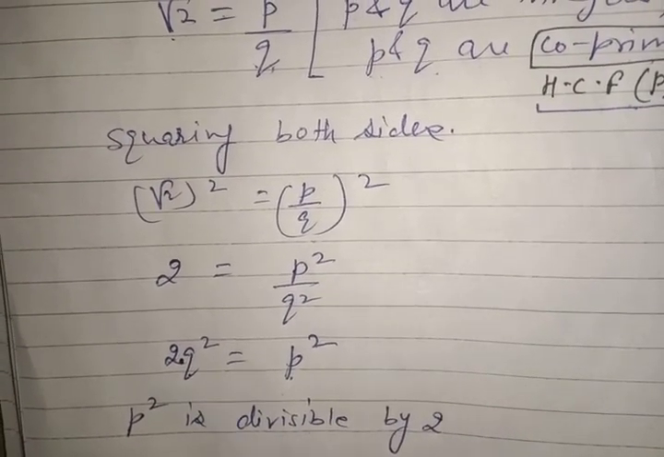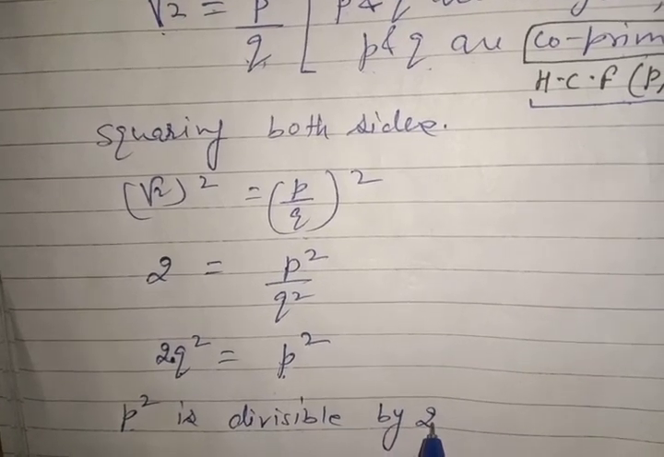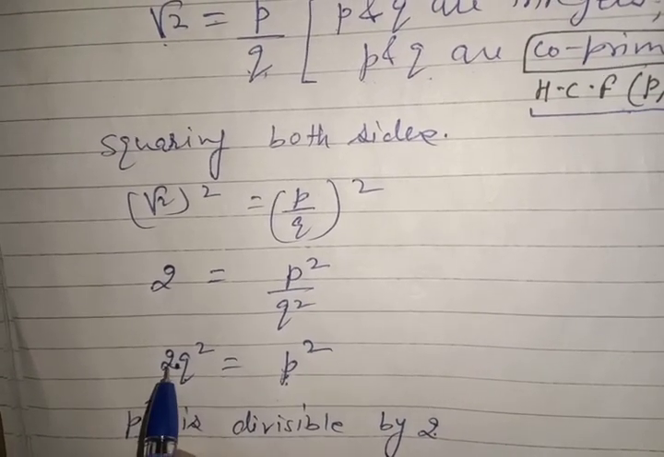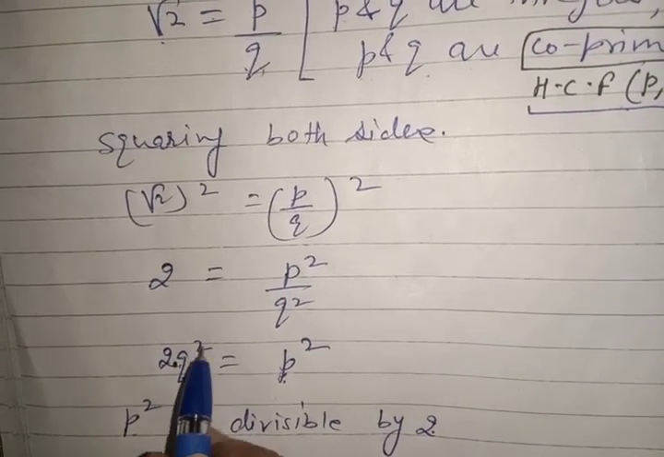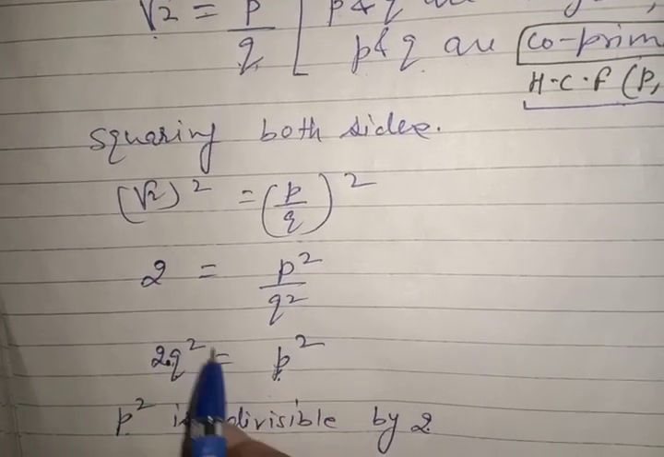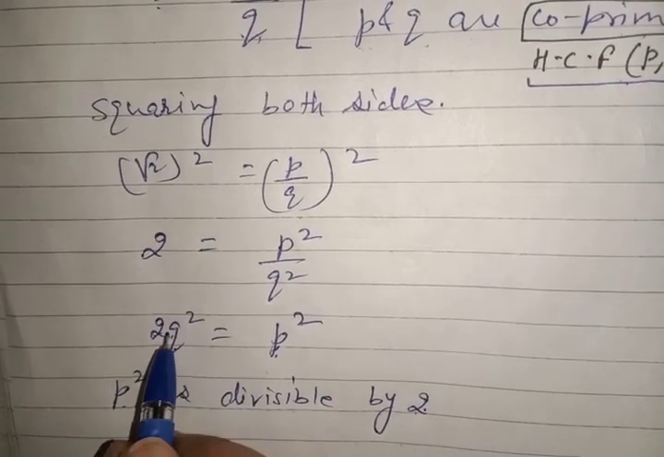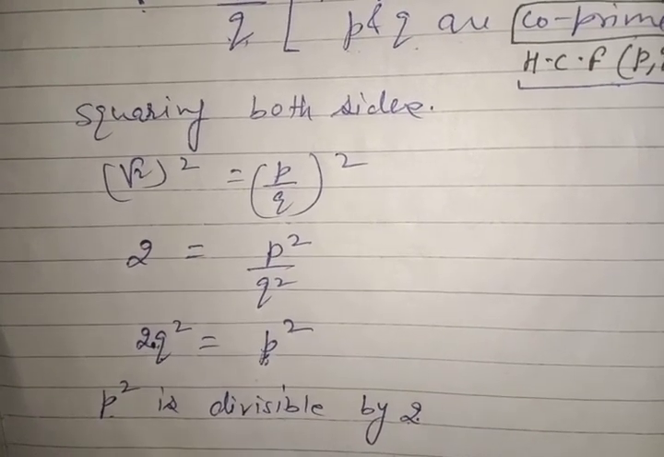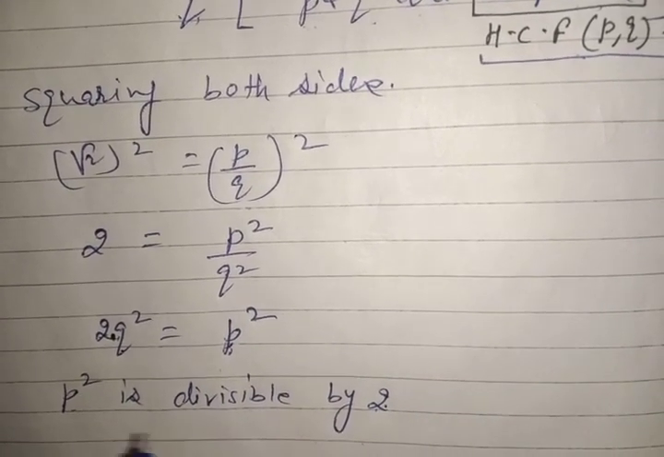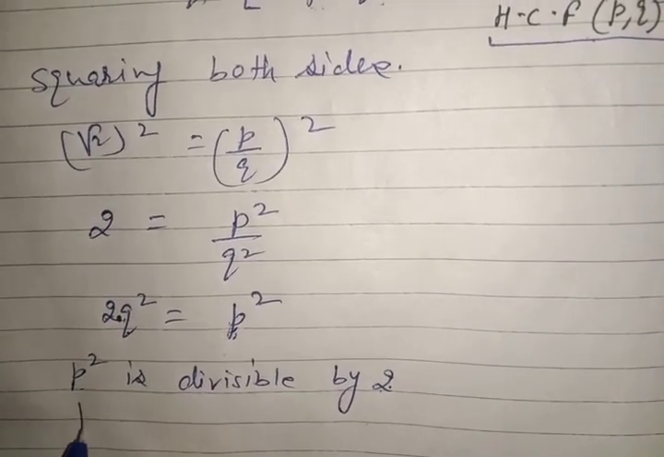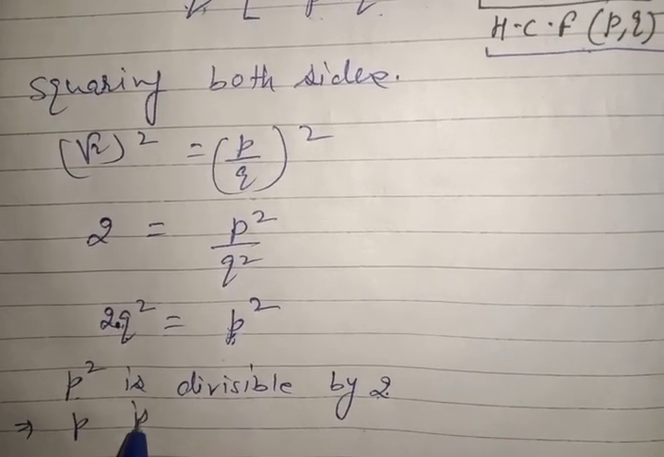You can use any line. You can write P square is a multiple of 2, because P square is a multiple of 2 multiplied by something, which means P square comes in the table of 2. You can write P square is divisible by 2. You can write 2 is a factor of P square. Anything you can write, every line will be correct. So if P square is divisible by 2, this implies P is divisible by 2.